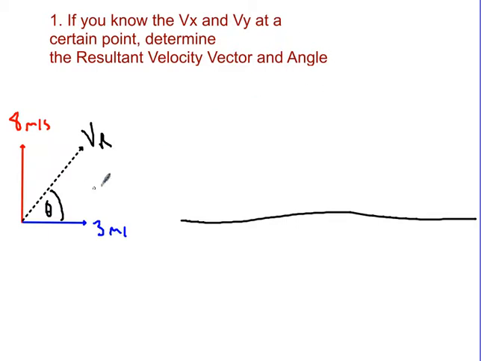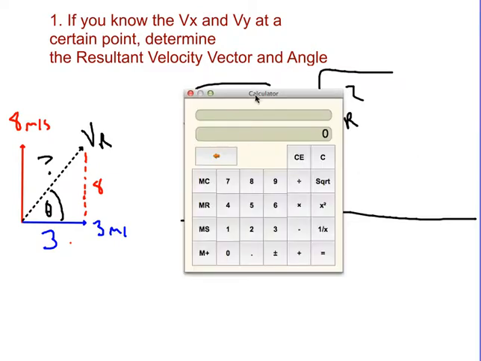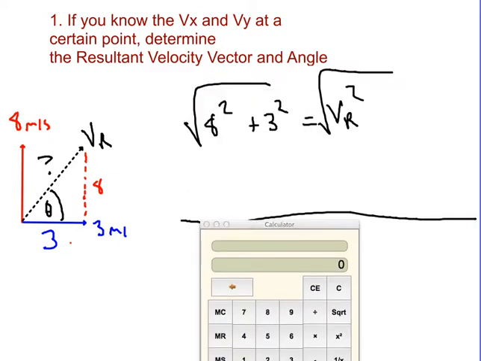So the first thing is, we know this is technically a right triangle because you can drag this over here and it makes a perfect perpendicular. And so to find the resultant vector, we have 8, and over here we have 3, and we have to find this one right here. So it's 8 squared plus 3 squared equals the resultant vector squared. Square root both sides, then execute. I could probably do this in my head.